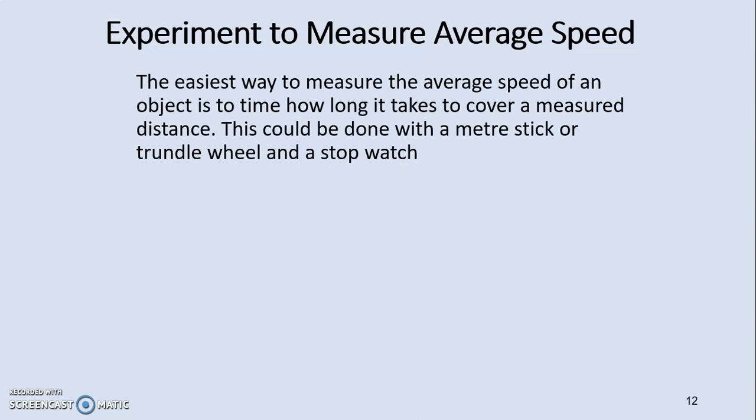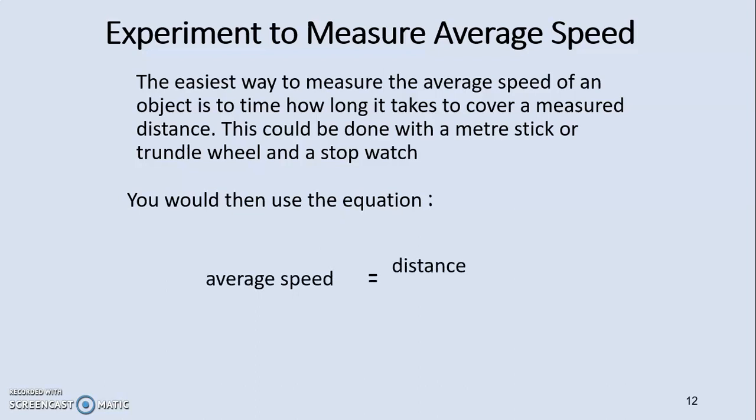So to measure average speed, we just need to measure two things. We need to measure a distance. This could be done with a meter stick or a trundle wheel, and a stopwatch would be used to measure time. We then just use the equation, average speed is distance divided by time.